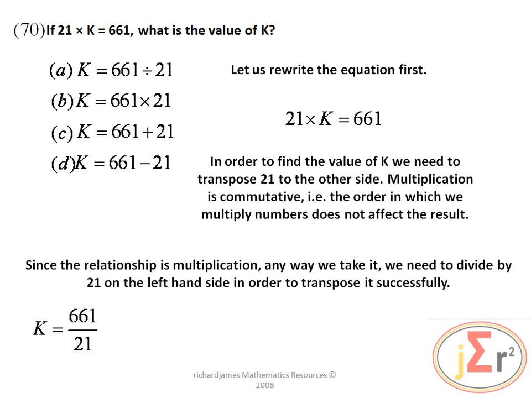So k is equal to 661 divided by 21. Now we have written it first in the form of a fraction. Now we may write it with the division sign. K is equal to 661 divided by 21. The answer is option A.